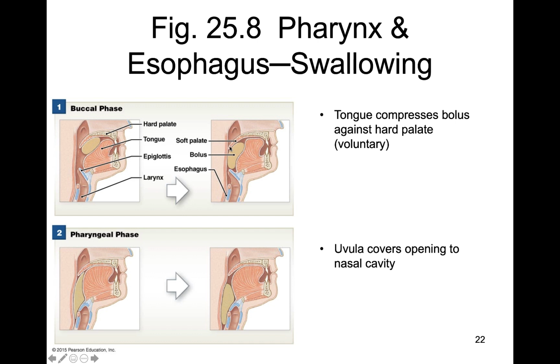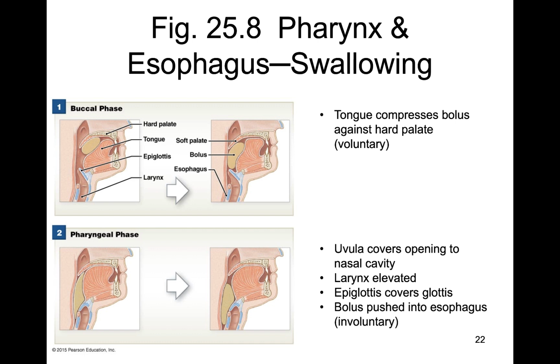And then there's this U-shaped structure called the uvula. It's going to cover up the opening to the nasal cavity, so you have your nose here, nasal cavity. It's going to act like a block here, so it's going to block the opening to the nasal cavity, so the food doesn't go up and it goes down. And the epiglottis is going to cover the trachea so the food doesn't go down into your trachea, it's going to go down into the esophagus. So it's covering the trachea here. The bolus is going to be pushed down into the esophagus, and that's going to be involuntary. So this is voluntary and this is involuntary.